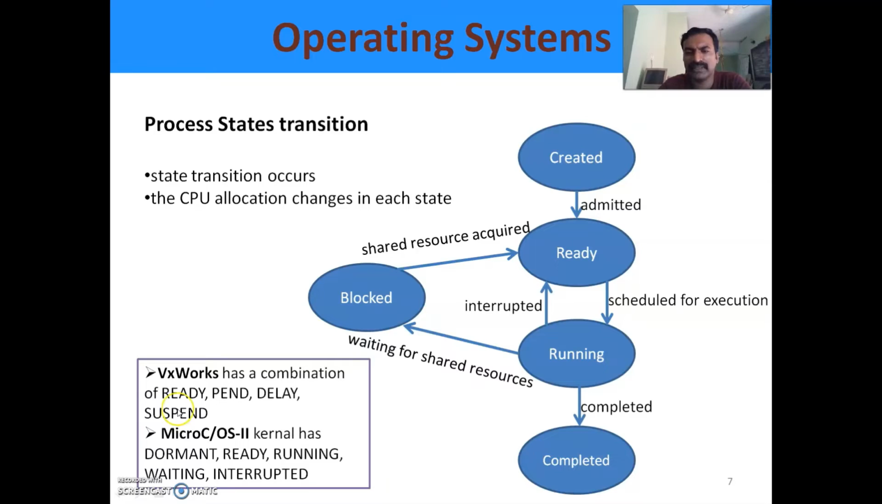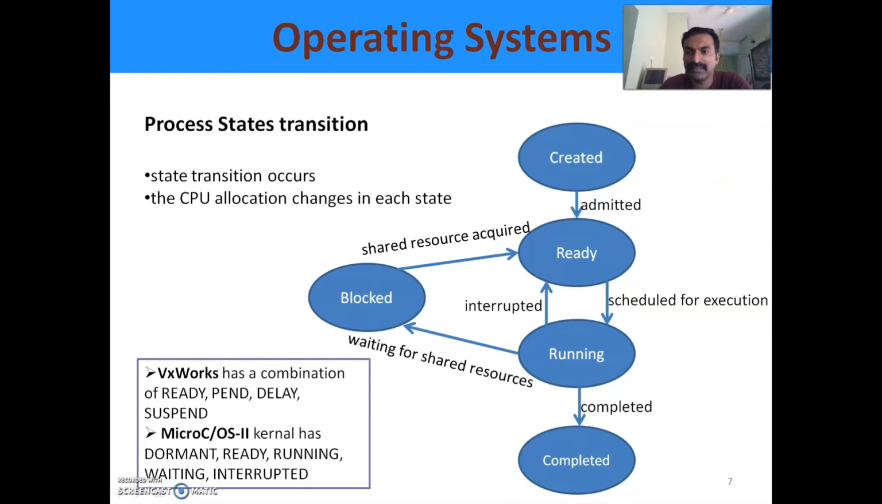Here we see there are 5 different states: created, ready, running, blocked, and completed. The initial state is called the created state, where no resources are allocated for the process. When the resources are allocated, or when the process is loaded into memory, it goes to the ready state, where it is scheduled and awaits its turn. The running state is when the instructions are executed one after the other.